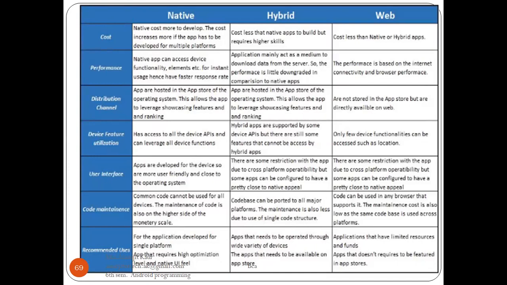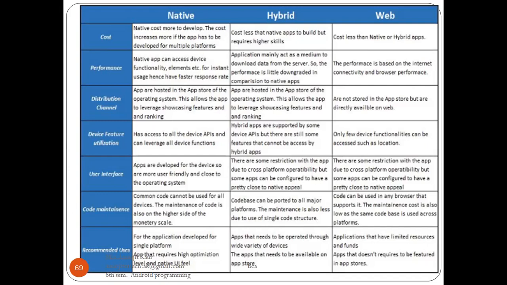Performance: the native app can access device functionality, elements, etc. for instant use and has a faster response rate. The hybrid app mainly acts as a medium to download data from the server, so the performance is slightly downgraded in comparison to native apps. And in the web, the performance is based on the internet connectivity and the browser performance.